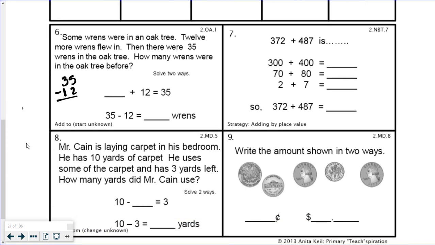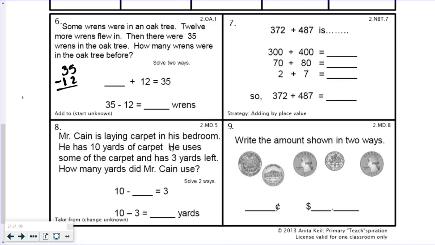Number 8, another story problem. Mr. Kane is laying carpet in his bedroom. He has 10 yards of carpet. He uses some of the carpet and has 3 yards left. How many yards did Mr. Kane use? So he has 10, we took some away, and then there were 3 yards left. So how many did he use? To figure that out, we can figure out the difference between 10 and 3. So 10 minus 3 equals, write it here and write the answer there. Pause your video, do number 8.